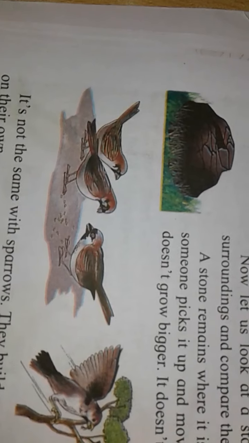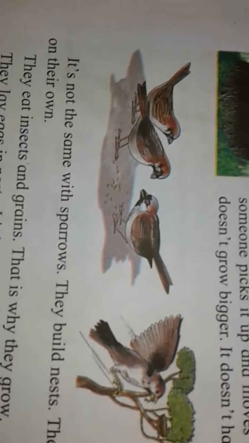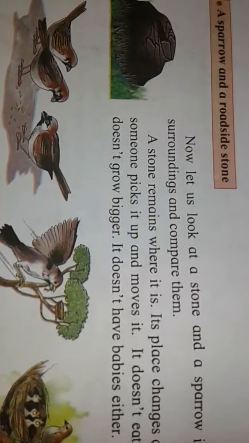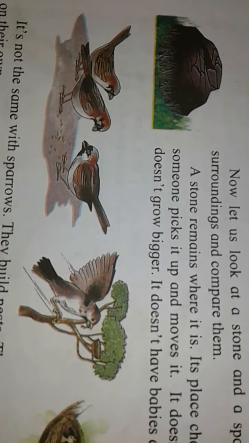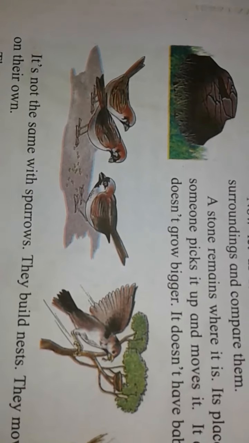Now come to page number 2. This one, a sparrow and a roadside stone. See, this stone is there. You see, this is on the road, and this is a sparrow. Now let us look at a stone and a sparrow in our surroundings and compare them. See this and see this. Now we have to make a difference and comparison also.